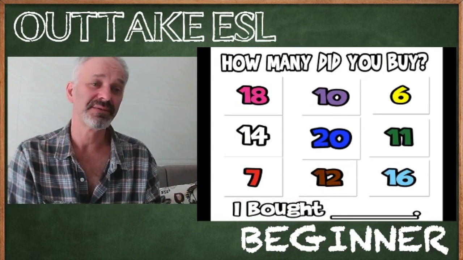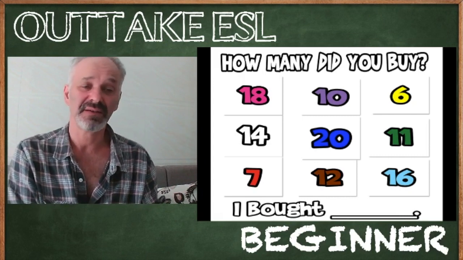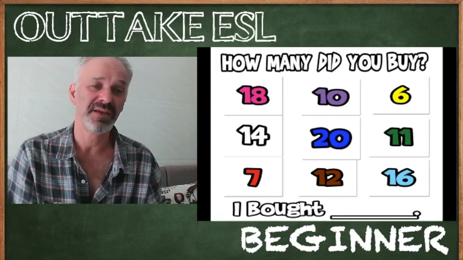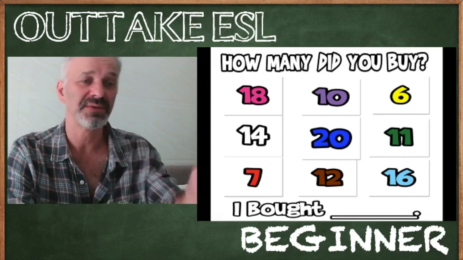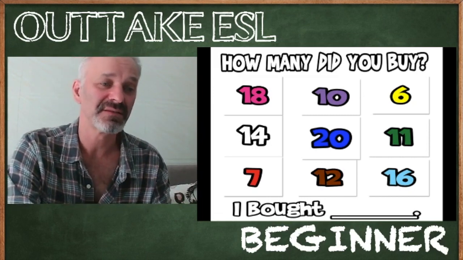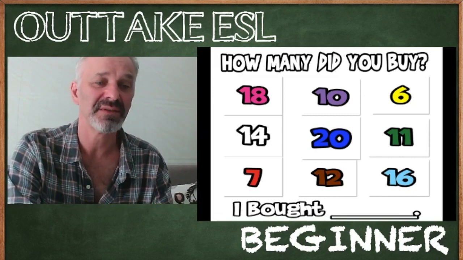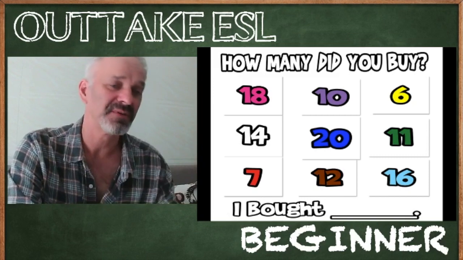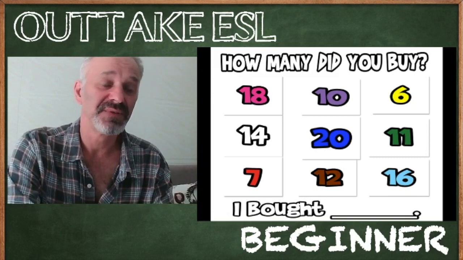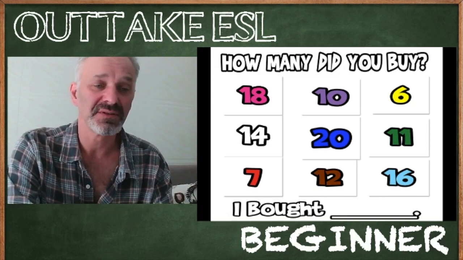Along with that, okay, so how many did you buy? You bought pizza. How many did you buy? You bought carrots. How many did you buy? Go through the numbers here. 18, 10, 6, 14, 20, 11, 7, 12, 16. Go through that with the class, see if they know them. If there's anything they don't, you just go over them.